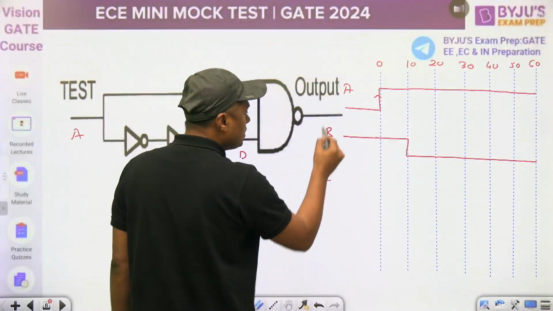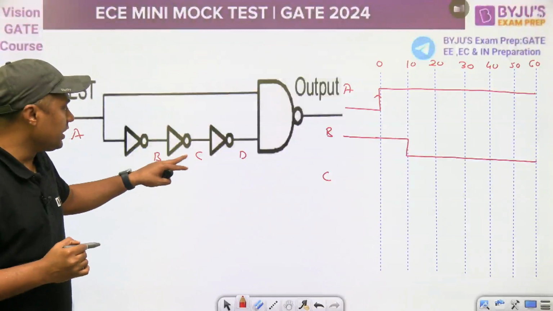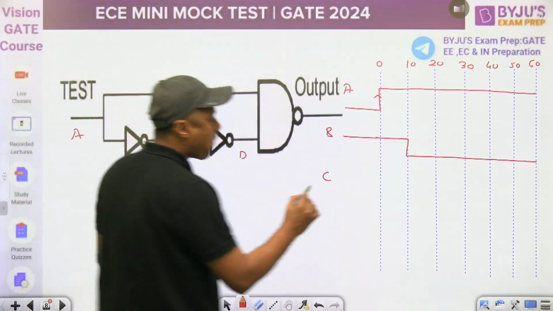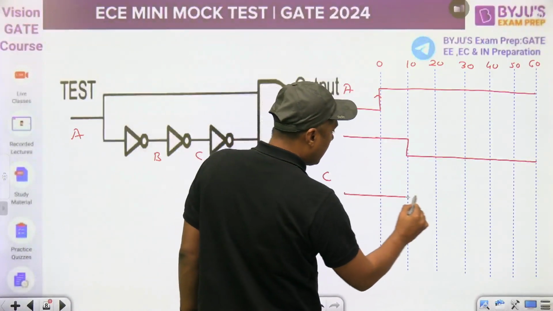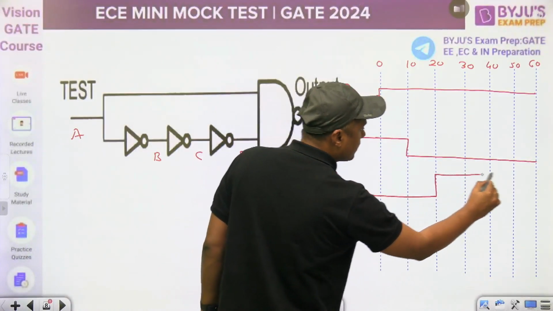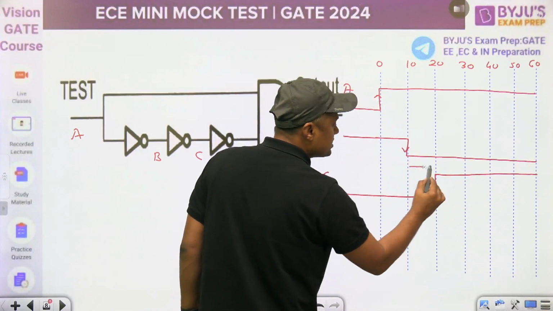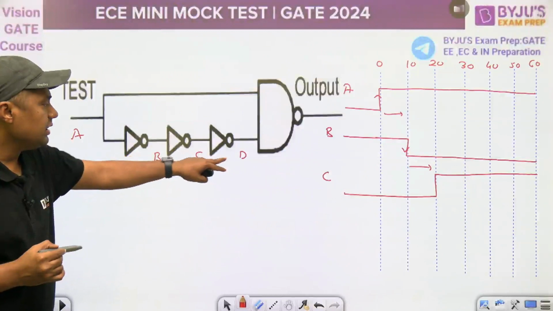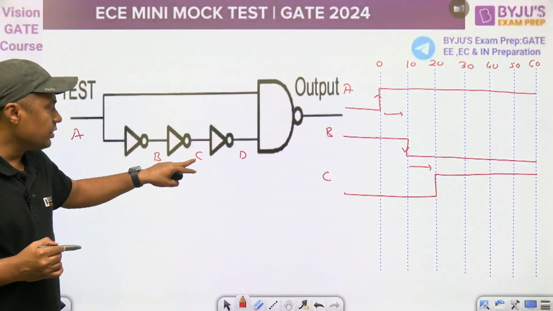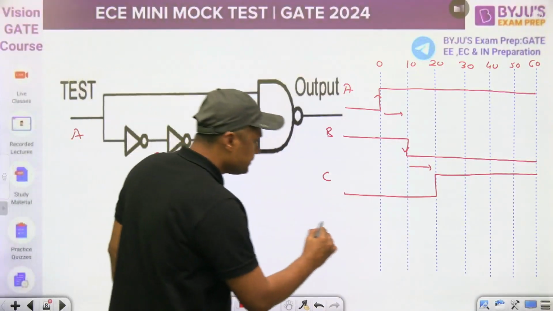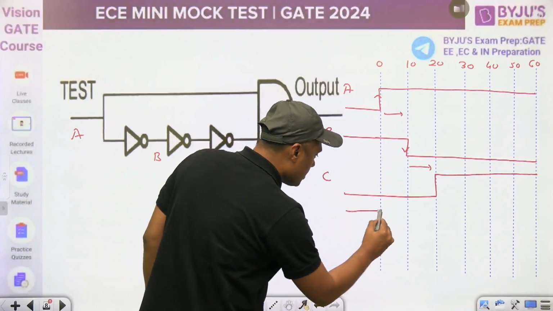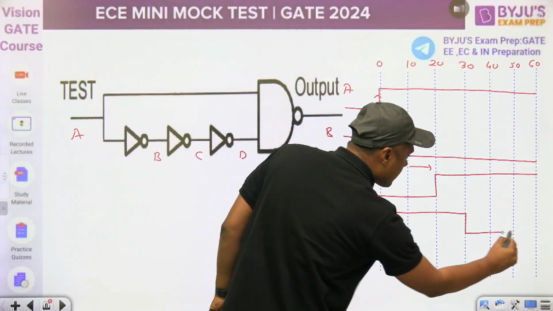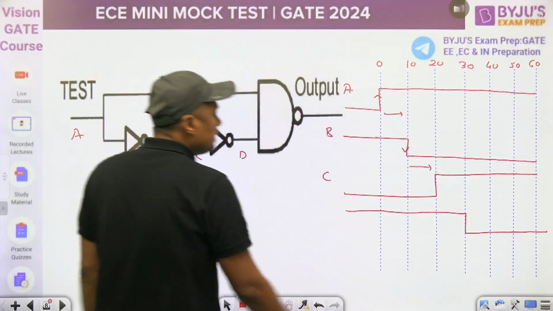What is C? Inverter of B. It will give the response after 10 nanoseconds. Initially it is 0, and after 10 nanoseconds it will become 1. After this transition, this delay is 10 nanoseconds, this delay is 10 nanoseconds. C is B bar. What is D? C bar. Initially it is 1, and then it will give the response like this. Then this is D.